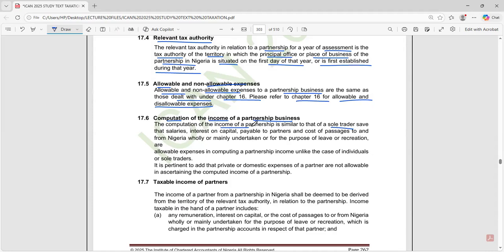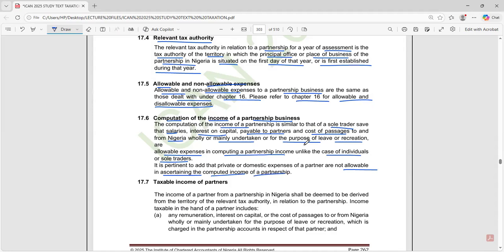So the computation of the income of a partnership is similar to that of a sole trader, save that salaries, and the word save here means except. Except that salaries, interest on capital payable to partners, and cost of passage to and fro Nigeria, wholly or mainly undertaken for the purpose of leave or recreation, are allowable expenses in computing the partnership income. Unlike the case of an individual or sole trader, it is pertinent to add that private or domestic expenses of a partner are not allowable in ascertaining the computed income of a partnership.